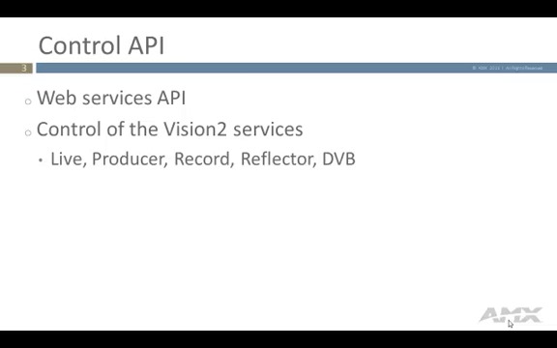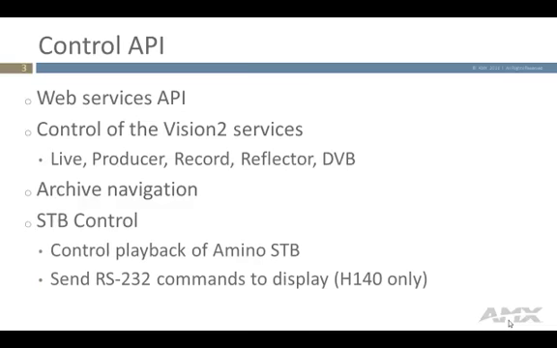You can do things like control the Vision 2 services, so the live service, the producer service, the recording service, doing things like starting and stopping those services, or editing certain parameters of the services themselves. You can also completely navigate through the archive and get information about the different content that's stored in there. And then you can tell a set-top box to play a live streaming channel or play something out of the archive itself in a video on demand format.